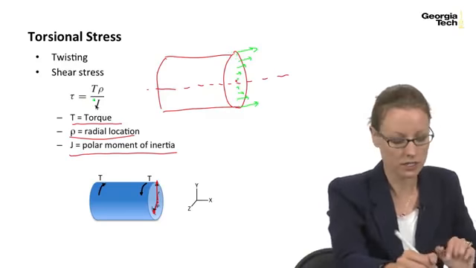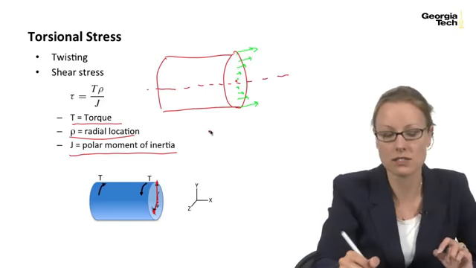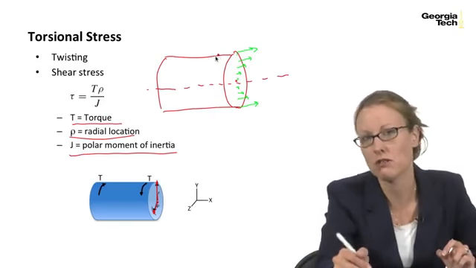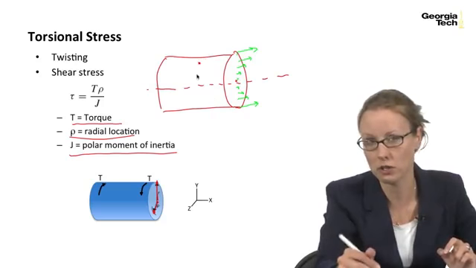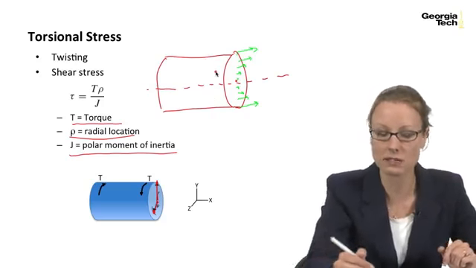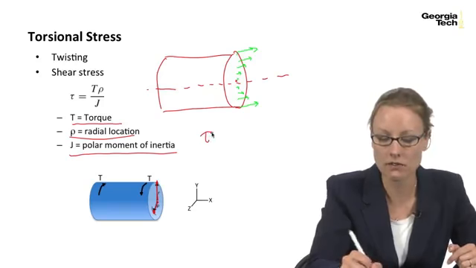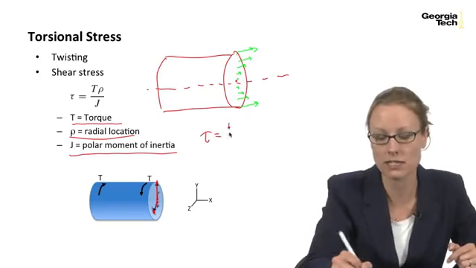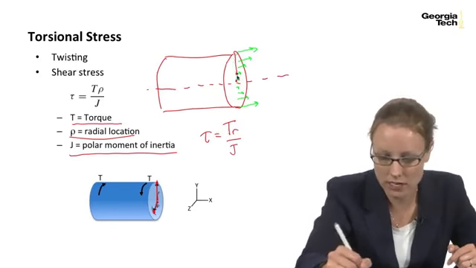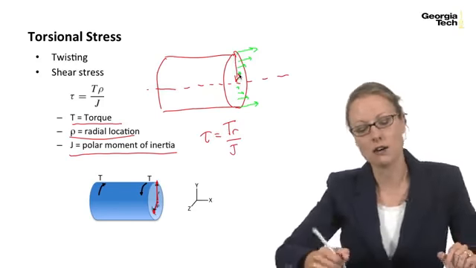And so often what engineers will do is they'll just worry about torsion along the top of the component because that's where the stress is maximum, which makes sense, right? We're typically worried about the max stress. And therefore, a lot of times you'll see this equation simplified down to T R over J, where R is the radius of your part.